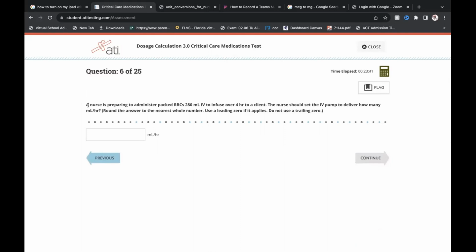All right. A nurse is preparing to administer packed red blood cells, 280 milliliter IV to infuse over 4 hours to a client. The nurse should set the IV pump to deliver how many milliliters per hour? Again, this is just like the last one. Try this one on your own. Pause the video and try it on your own, but it should be very simple.